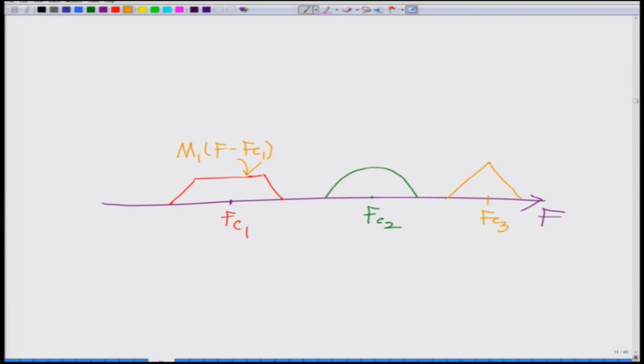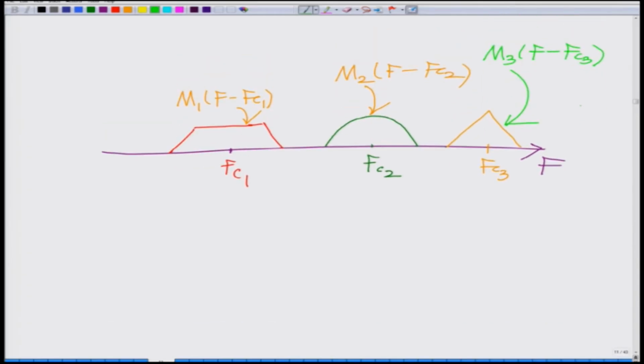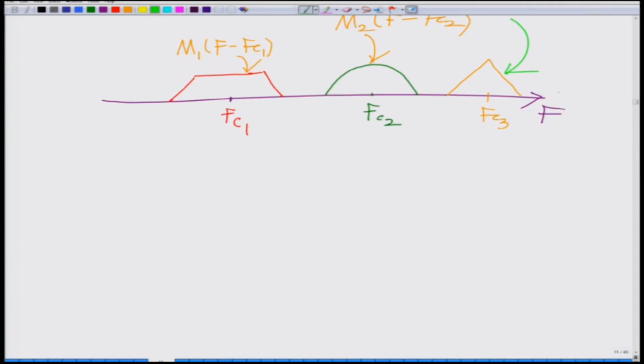So, this is M1(F minus FC1), this corresponds to M2(F minus FC2), and this corresponds to M3 translated to FC3, M3(F minus FC3). Okay. So, this is your spectrum of the composite signal. And therefore, as I have already told you, this is the spectrum of the composite signal. Now, this composite signal is transmitted over the common channel.